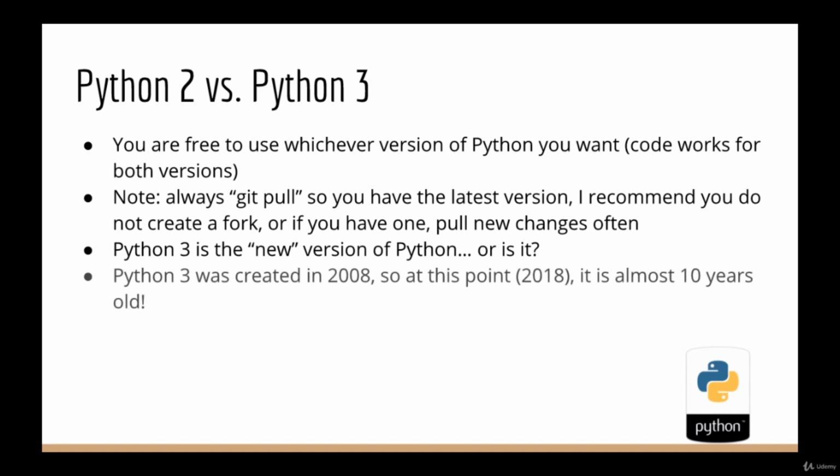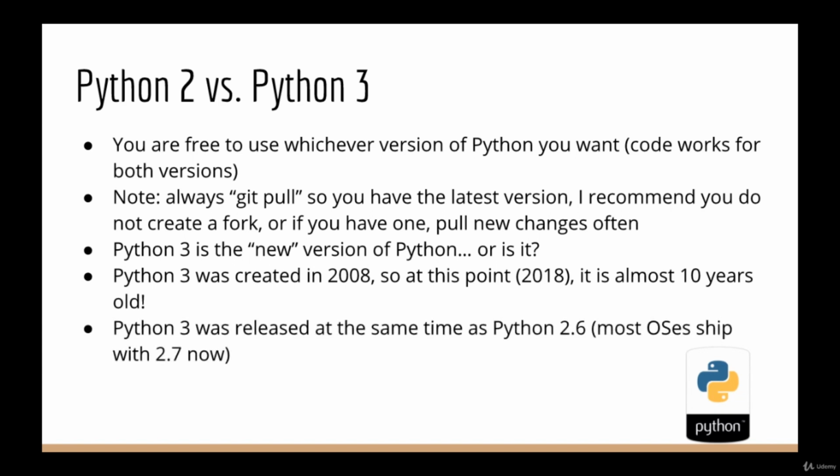First, Python 3 is actually not that new. In fact, at the time this lecture was made, 2018, Python 3 is almost 10 years old. In fact, Python 2.6 was released at the same time as Python 3. So Python 2.6 and Python 3.0 are actually the same age. Some people think that because 3 is a bigger number than 2, that means we should use 3. Of course, you can see why this is a somewhat superficial way of reasoning.